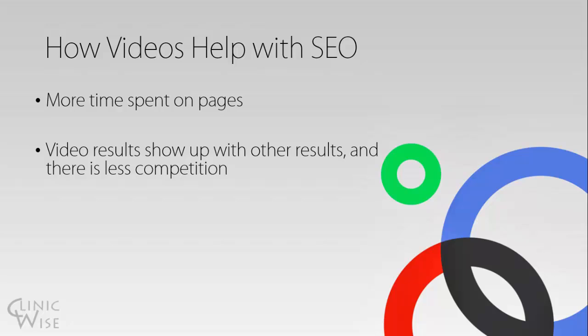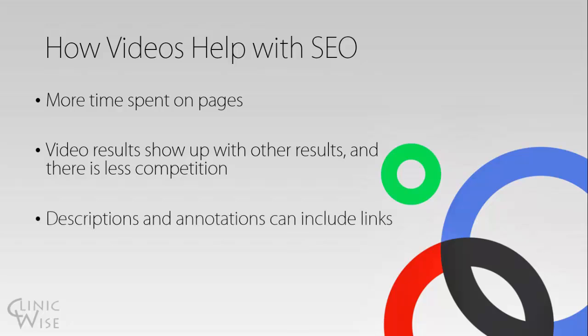If you use a video hosting service like YouTube, the description and annotation in videos can include links to other websites. This means that if someone stumbles on your video on YouTube, instead of finding the embedded version on your website, you can direct them to your website for more information through the description or the annotations. We'll talk a bit about those in a bit.